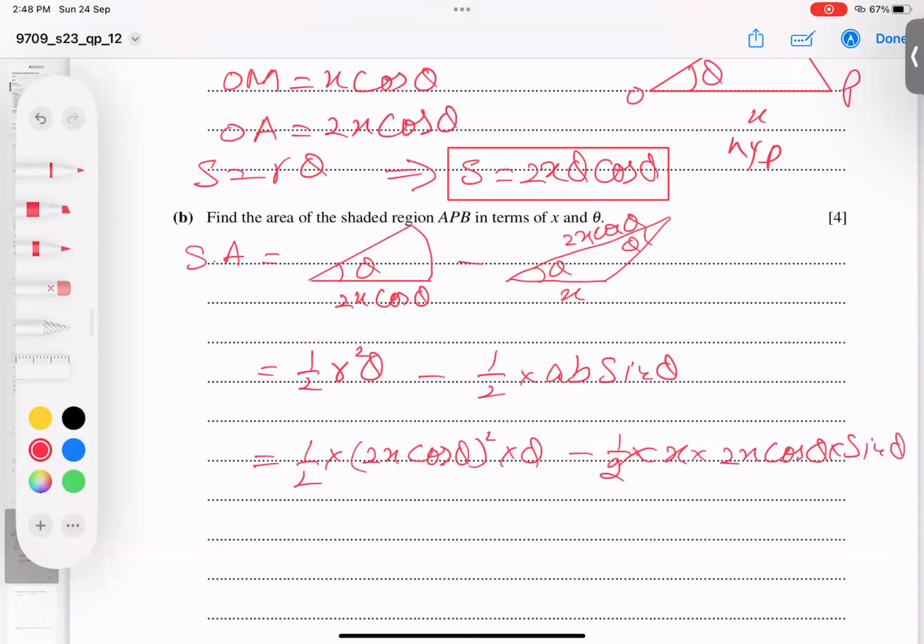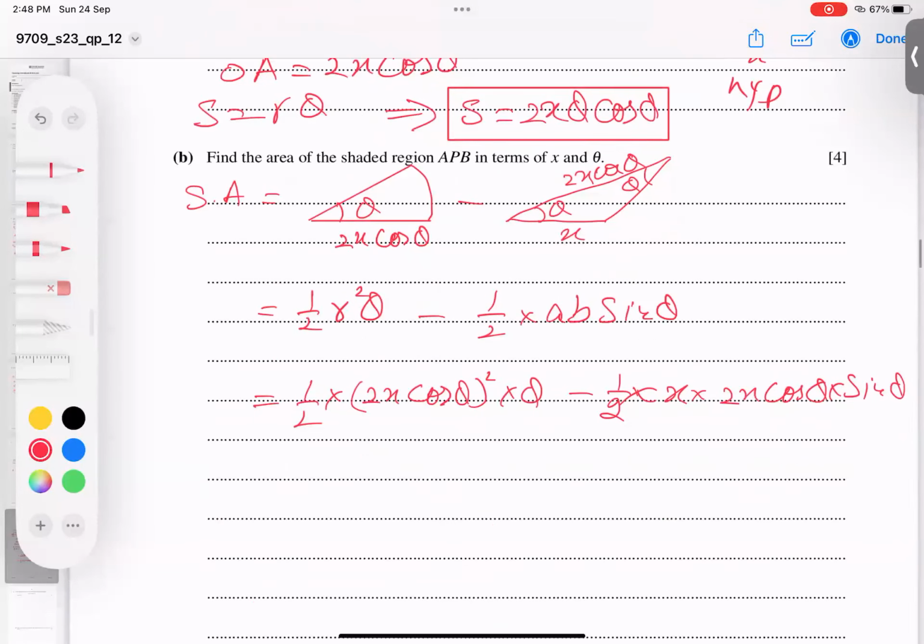I hope the points are very, very clear up till now. Let's see how we can complete it, now only algebra. 2 squared is 4, so I can say one over 2 into 4x to the power 2 into cos squared theta into theta. This 2 cancels out here, and I get x to the power 2, cos theta, into sine theta. Then this 2 will cancel with this 2, and I get 2x squared cos squared theta.